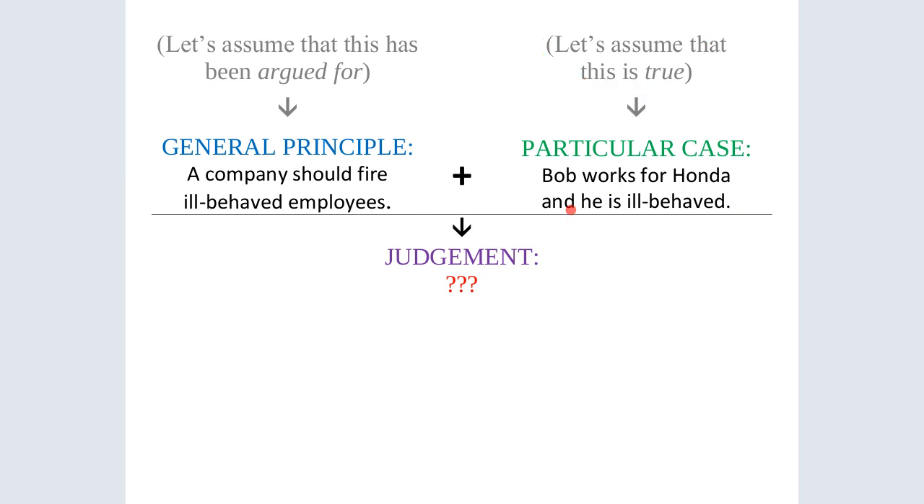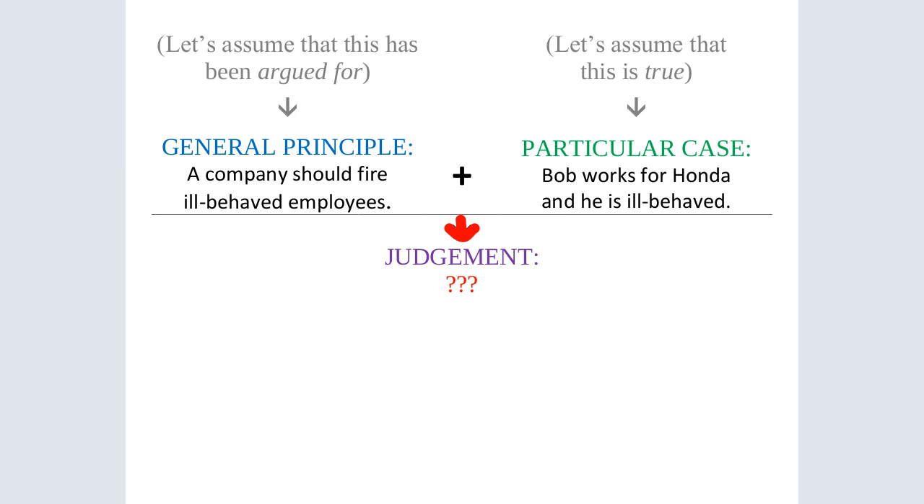And notice it's descriptive, right? This is just describing a fact in the world, which can either be true or false. Here, we're going to assume it's true. And here we have a normative claim, right? Should. That's the normative claim over here. Now, when you combine both together, if you accept that a company should fire its ill-behaved employees, and you accept that Bob works for Honda and he's ill-behaved, therefore what? Anybody have a suggestion?